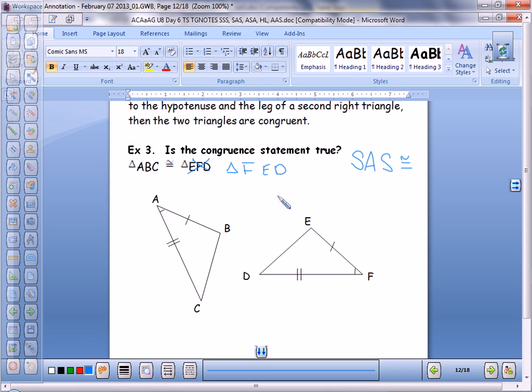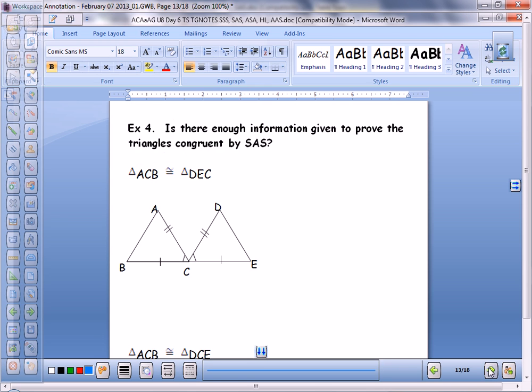Okay? Now let's look at some other problems with these. Is there enough information in example 4 to prove the triangles are congruent by side, angle, side? Yeah. 1 tick, angle, 2 ticks. Yes. Is this congruent statement correct? No, it's not. Okay, what's wrong? DCE. Okay.